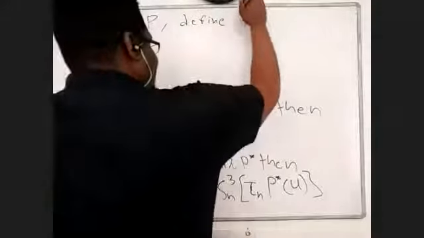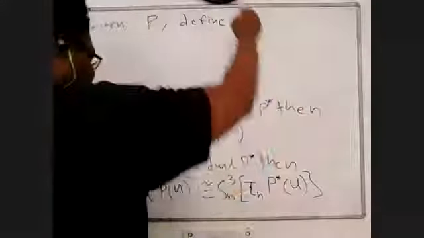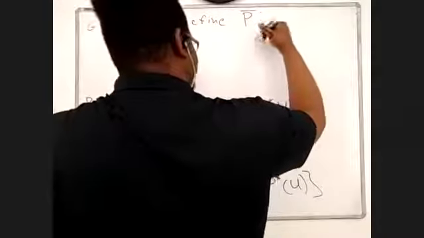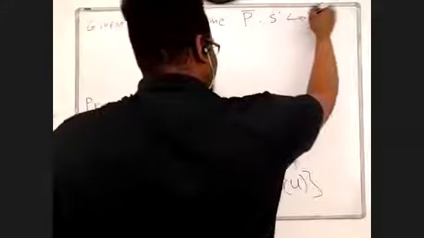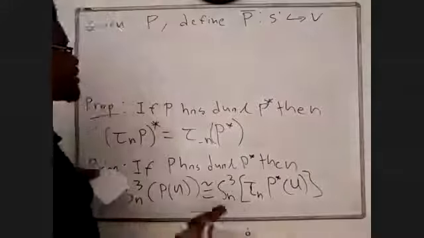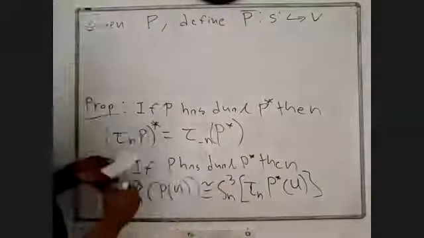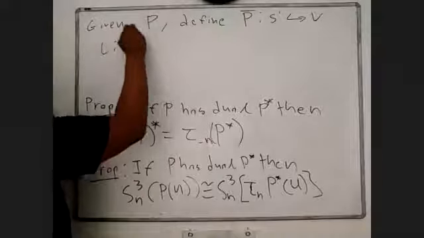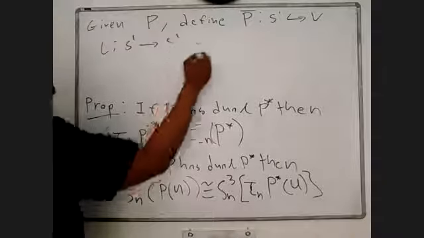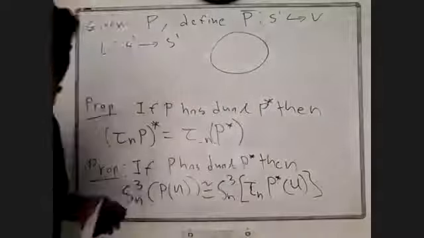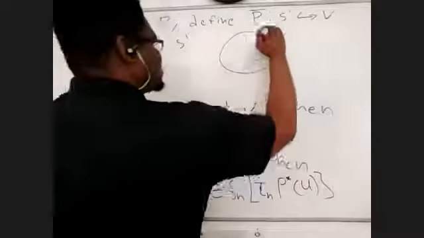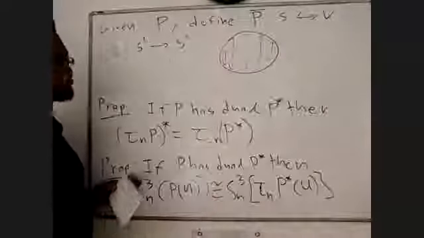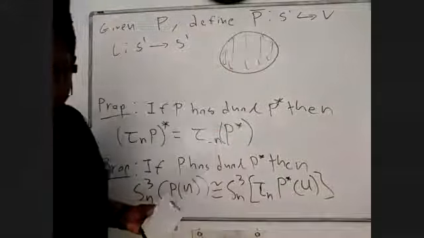we're going to define a pattern P bar. And here's how we're going to define it. Consider the map iota from S1 to S1, which is given by, you take your circle and you just reflect it along the horizontal axis, right? This is going to be an orientation reversing map.